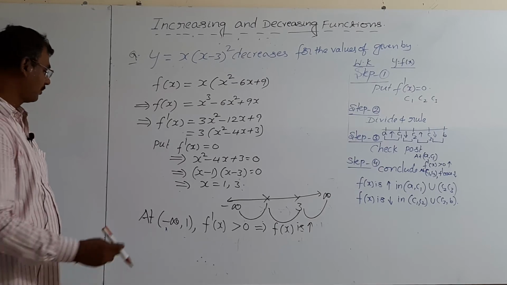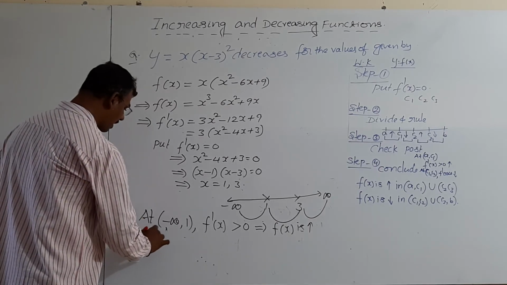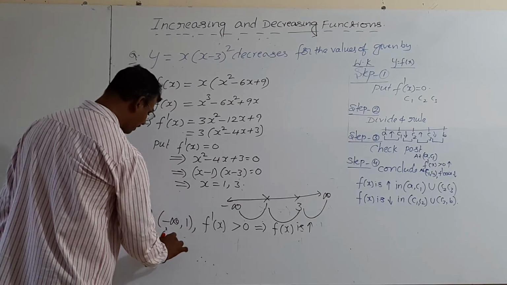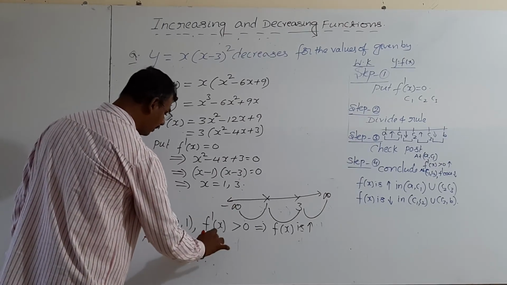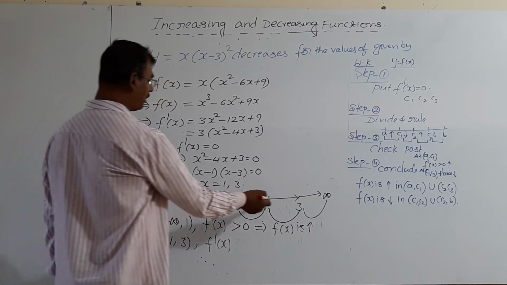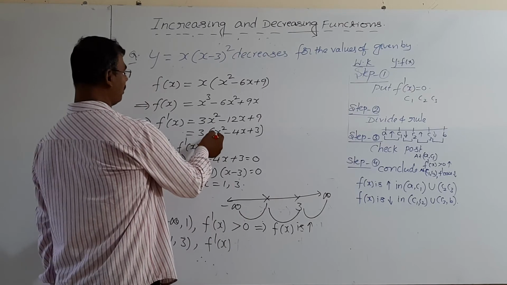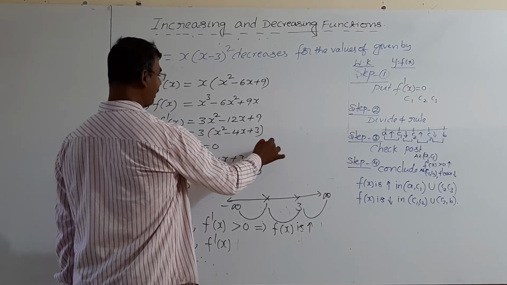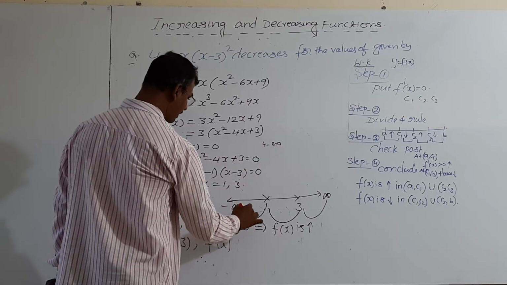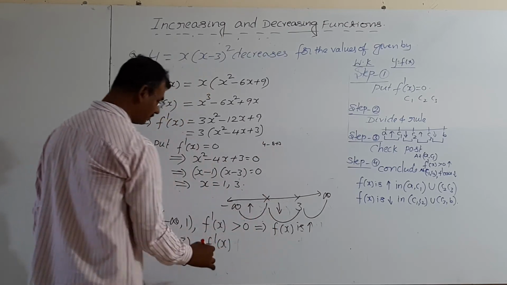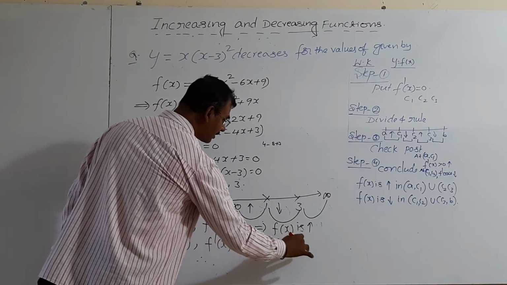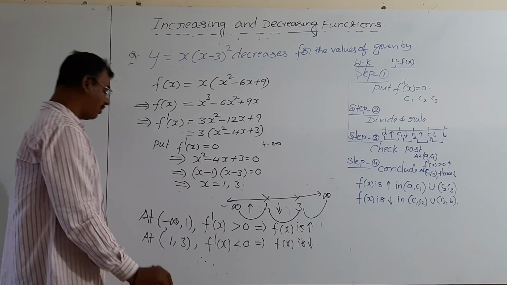Okay. Next, in the interval 1 comma 3, what is the f dash of x value? Between 1 and 3 take any number, 2. 2 square, 4 minus 8 plus 3 gives a negative number. Less than 0. So f of x is decreasing in the interval 1 comma 3.